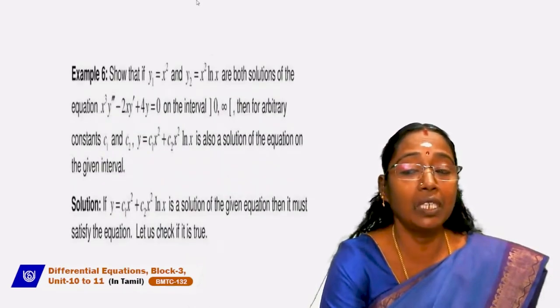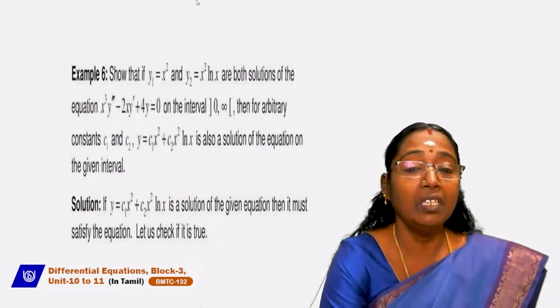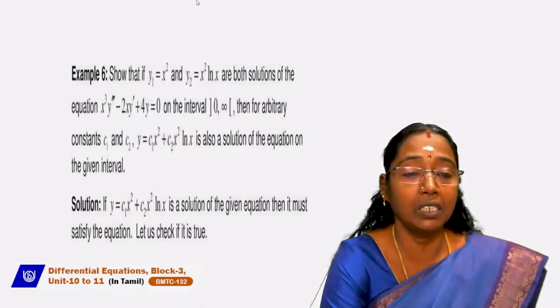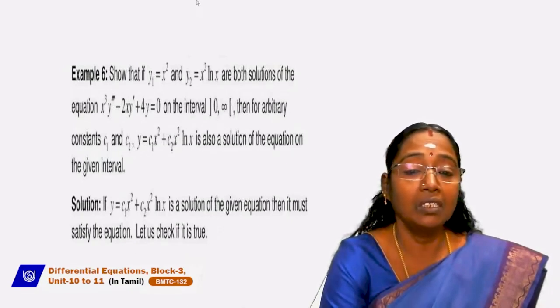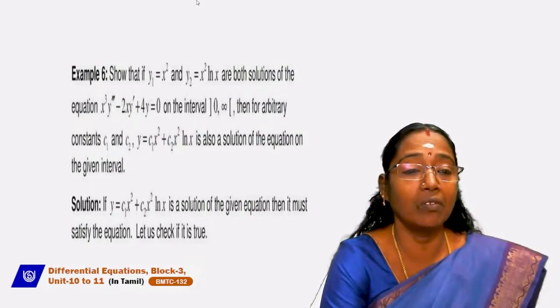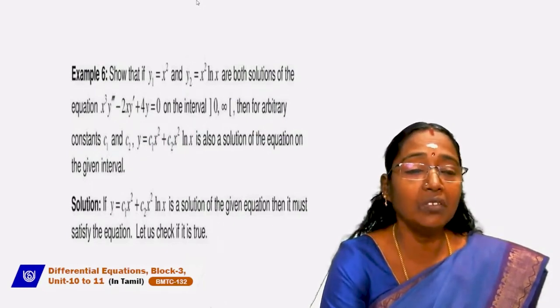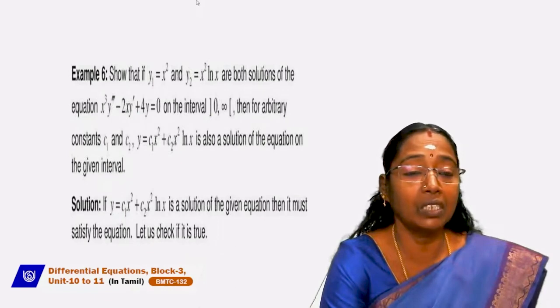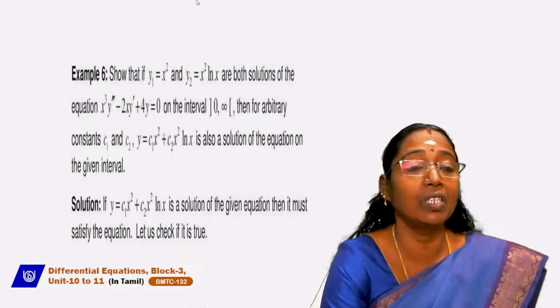Next, we have to show that if y1 equal to x squared and y2 equal to x squared log x are both solutions of this equation on the interval 0 to infinity, then for arbitrary constants c1 and c2, y equal to c1 x squared plus c2 x squared log x is also a solution of the equation on the given interval. So we have to prove that if y1 and y2 are solutions of the given differential equation, and c1 and c2 are constants, then y equal to their linear combination is also a solution on the given interval.